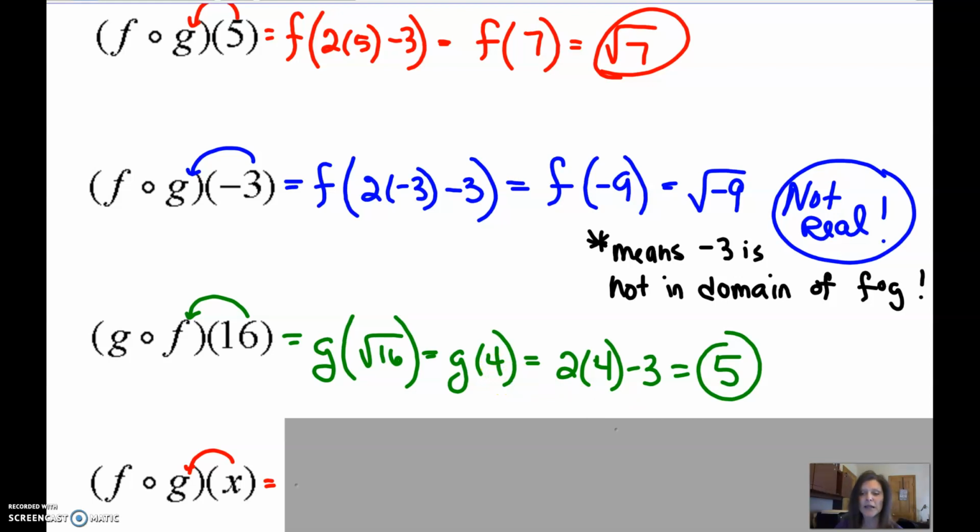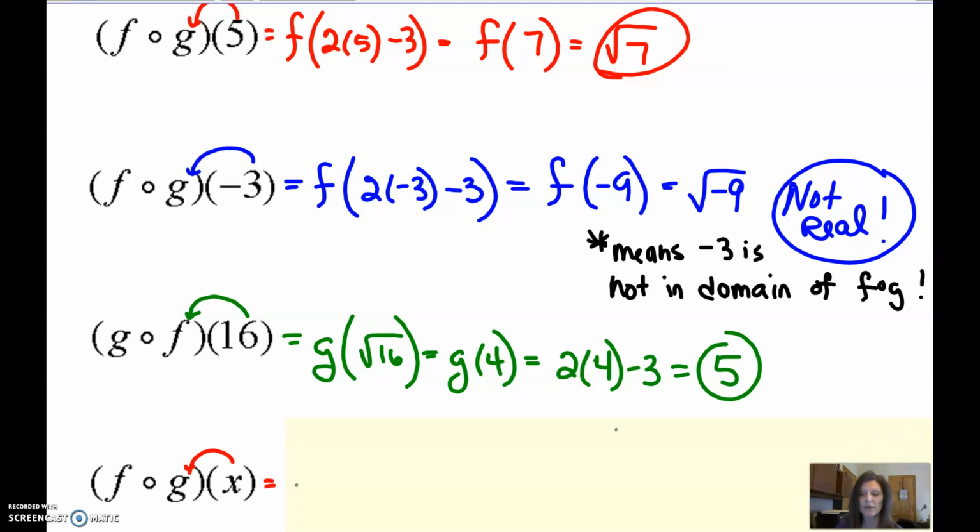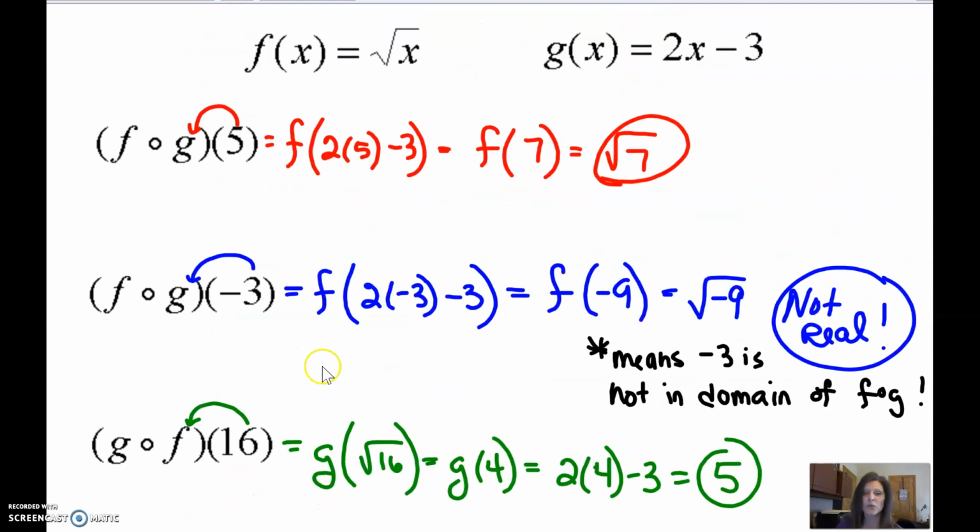All right, and then we can, of course, do this for the general case as well. So if it says f of g of x, well, g of x is the 2x minus 3, and then I plug that into the square root. So what I did is I took the g formula and plugged it in place of the x there, and that's it.